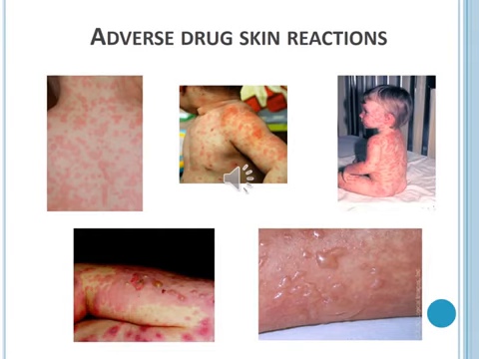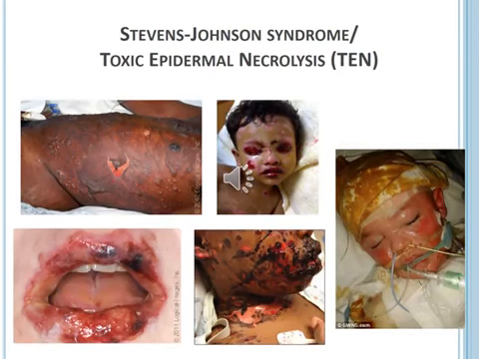What is important, though, is to realize early that there is skin involvement and then to stop the offending drug. If you do not make the diagnosis early enough and it progresses to Stevens-Johnson syndrome or toxic epidermal necrolysis, or TEN, these children suffer severe morbidity and often mortality secondary to skin infections.